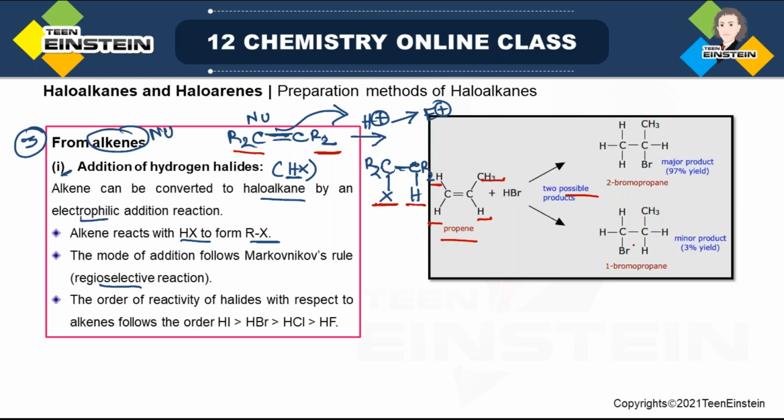In the first product, you can see halogen is added to the right-hand side carbon. But in the second possibility, halogen is added to the left-hand side, and it is written here that it is major 97%, and this is minor. So how will we understand which one is major and which one is minor? For that you have to take the help of the Markovnikov rule.